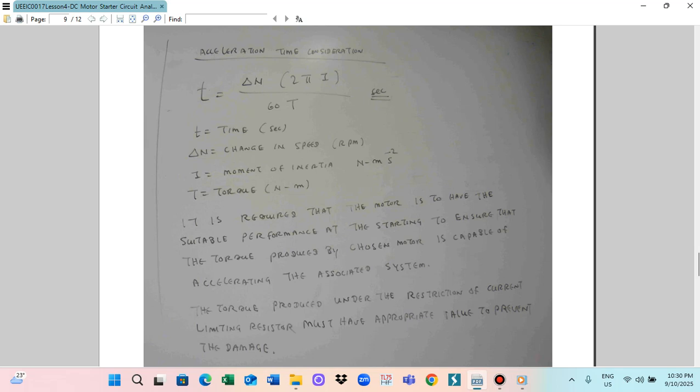So t equals 2π I delta N divided by 60T. T is the time, delta N the change in speed in RPM, I is the moment of inertia, T is the torque in Newton meter. It is required that the motor has the right performance at starting, to ensure that the torque produced by the chosen motor is capable of accelerating the associated system. So the torque produced under the registration of the current limiting resistor must have the appropriate value to prevent the damage.